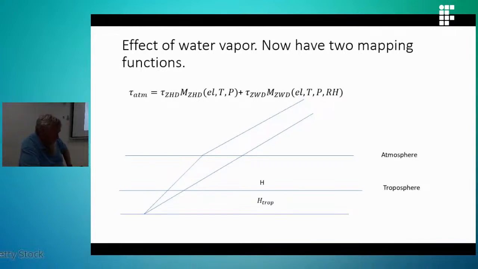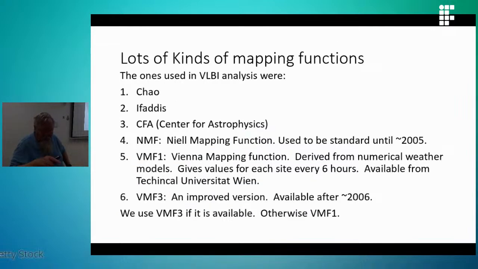So, how do we go about estimating it? Well, we do exactly the same trick we did with clocks. This is just where I talk about the different kinds of mapping functions we have. The Niell mapping function used to be the standard. Then, around 2000, some people in Vienna came up with a better mapping function. And what they do is they use numerical weather models.